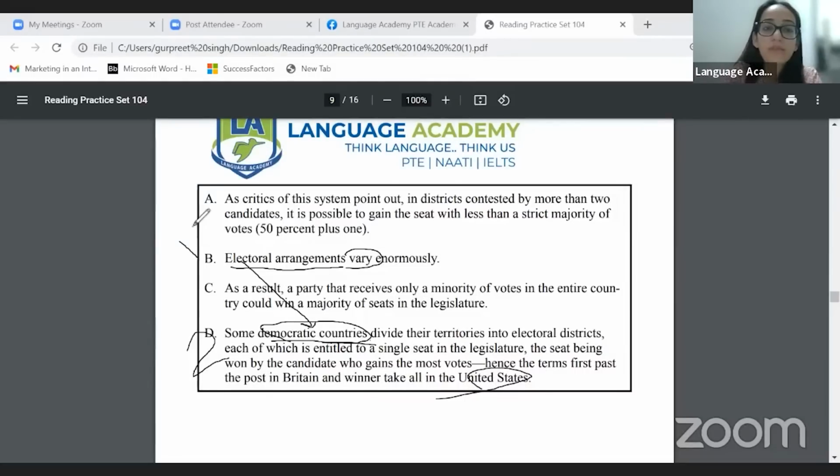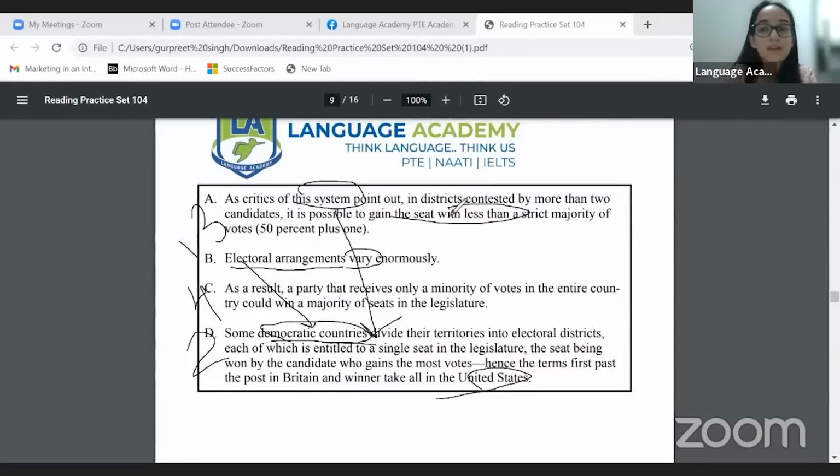And then you have A, where they say, as critics of this system, you just explain the system, how the system works. And then you say, as critics of this system point out, in districts contested by more than two candidates, it is possible to gain the seat with less than a majority. So they're explaining further what the people say about this system. And the end obviously will be, as a result, a party that receives only a minority of votes in the entire country could win a majority of seats in the legislature, because this is what the continuation says.